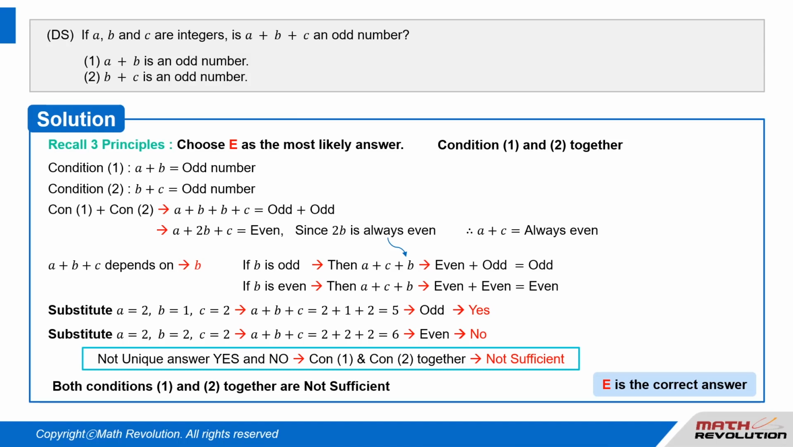Wow, great! The answer is E because the number of variables is 3. It honestly is that easy. Both conditions 1 and 2 together are not sufficient, so E is the correct answer. When there are 3 variables in the question, it is most likely that E would be the answer. Therefore, always check both the conditions together to save time. Answer: E.